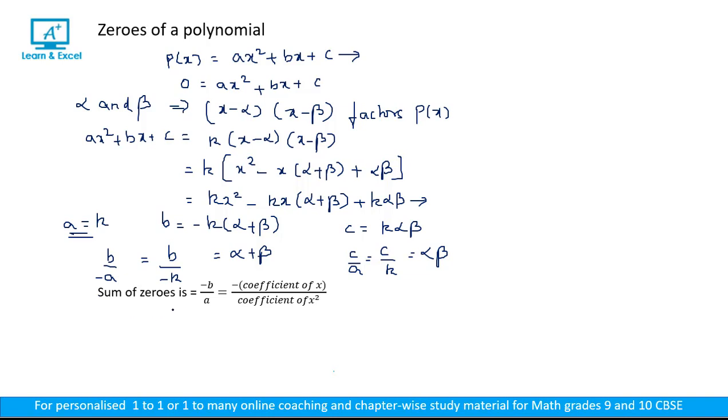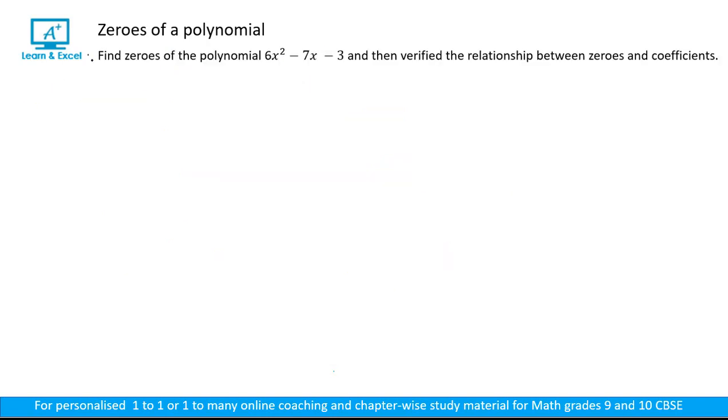So we can also say that the sum of the zeros is minus coefficient of x upon coefficient of x square, and product of the zeros is equal to constant term upon coefficient of x square. Let us find the zeros of the polynomial 6x square minus 7x minus 3 and then verify the relation between the zeros and the coefficients.